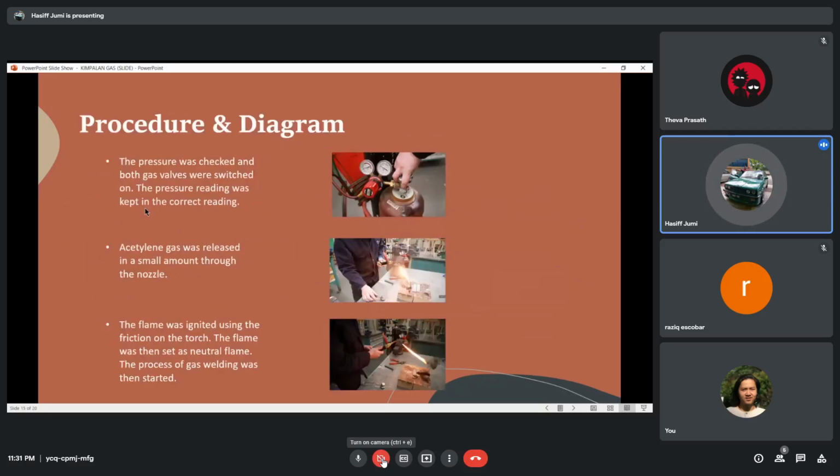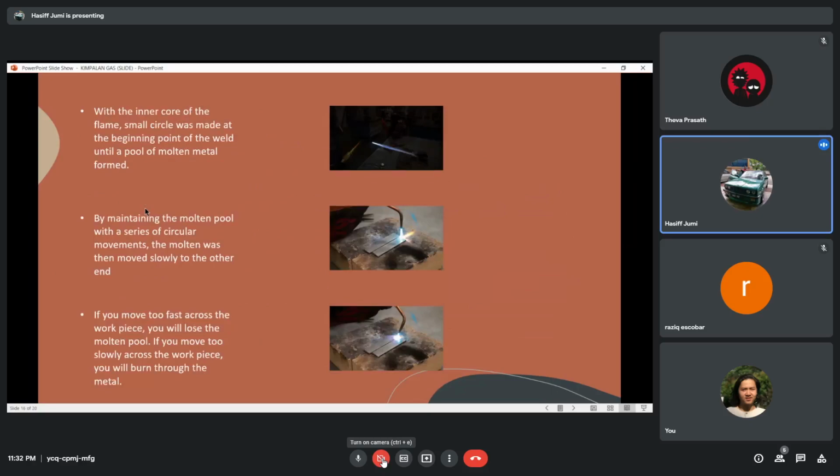Now we are moving to the procedure and diagram. The first step is the pressure was checked and both gas valves were switched on. The pressure reading was kept at the correct reading. And the second, acetylene gas was released in a small amount through the nozzle. The flame was ignited using the friction lighter on the torch. The flame was then set as a neutral flame. The process of gas welding was then started.